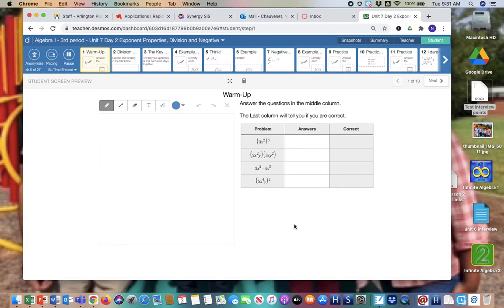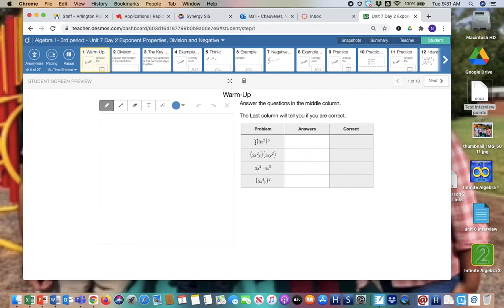The Algebra 1 Unit 7 Day 2 exponent unit. So here we're going to work on our next sets of exponent properties that we have not worked on yet, which is division and negative exponents. As you can see with our Desmos notes here, we're starting with a little warm-up. So let's start with that.